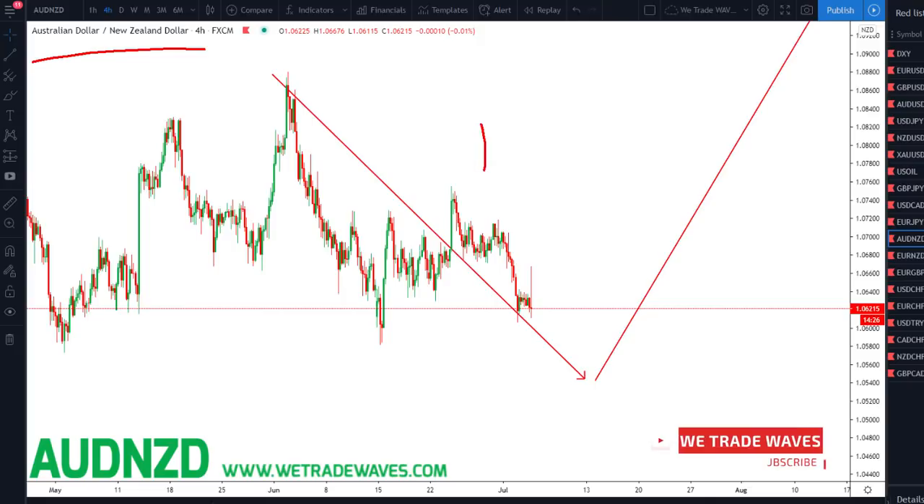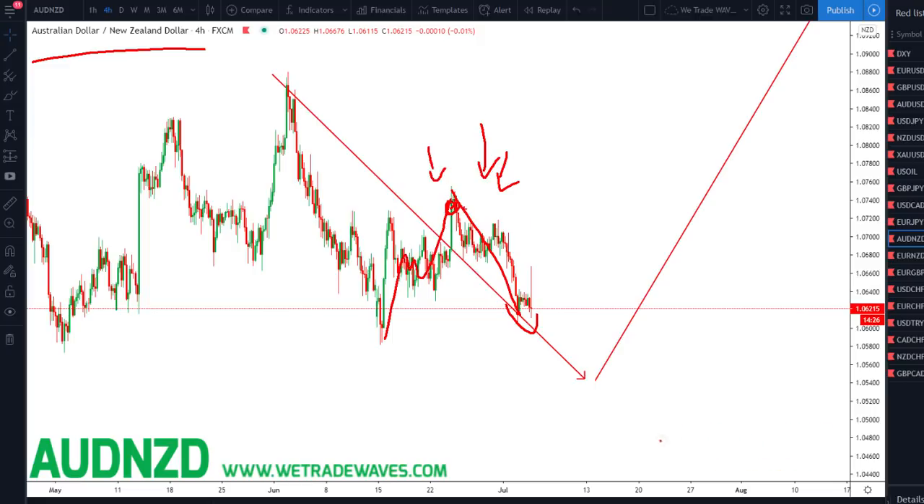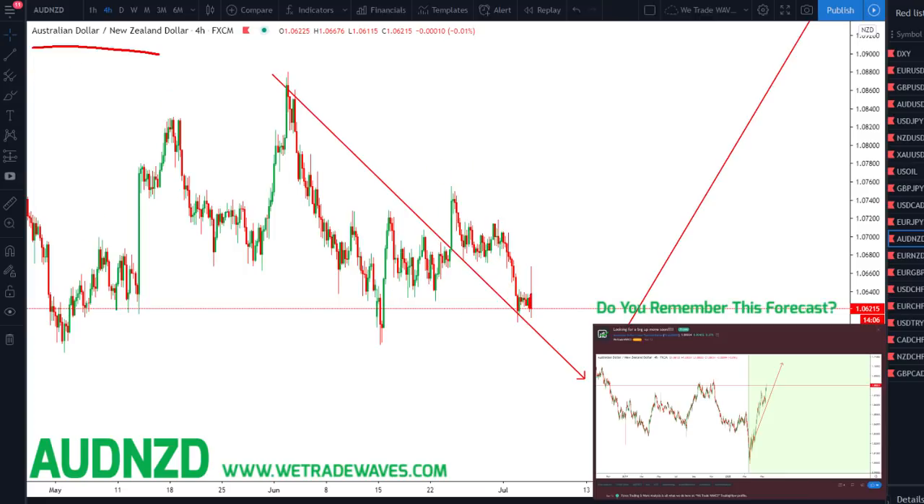Aussie New Zealand, also we did say we are expecting a down wave and market went down. You remember here what we said last week? We said this gives us a clear picture that the next wave will be to the downside and market went down. What next for this? One more push down. After this down wave, we will be looking for our buy setups.